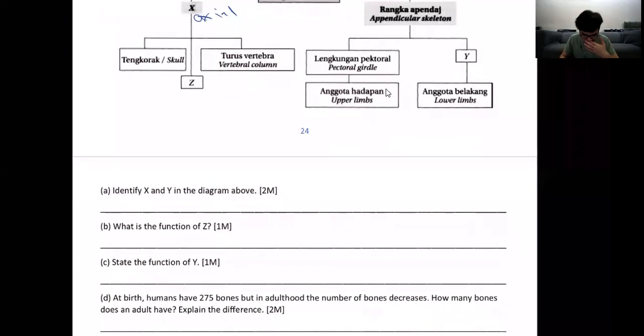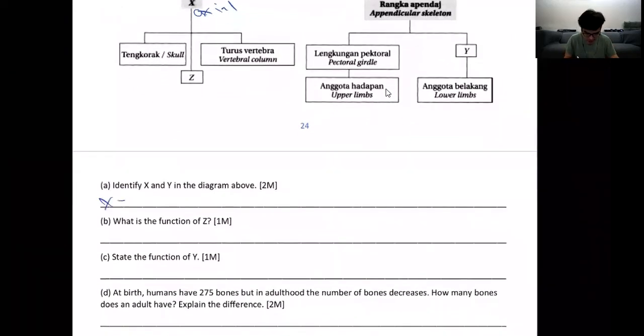Anyway, identify X and Y. So X is your axial skeleton, your rangka paksi. And then Y is your pelvic girdle, lengkungan pelvis.